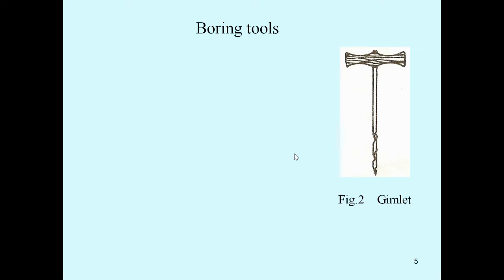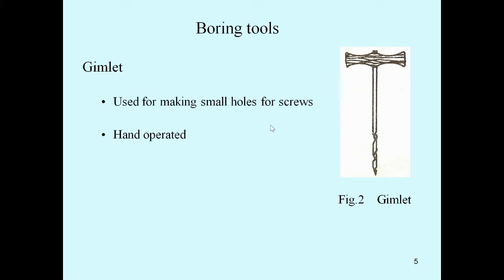You can see the gimlet. This is a diagram of a gimlet. It is used for making small holes for screws. Next, it is hand operated. It has spiral flutes with a point. We can see here these are the spiral flutes, with a point here.